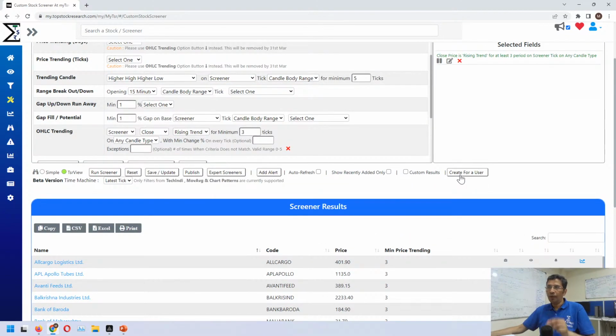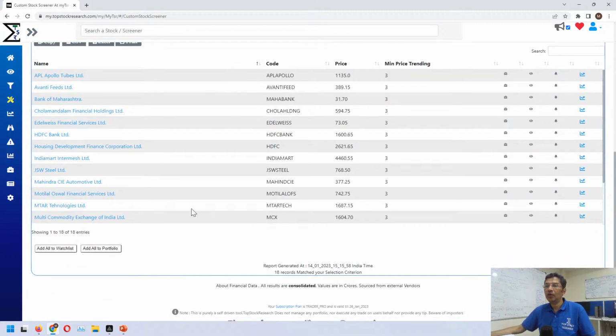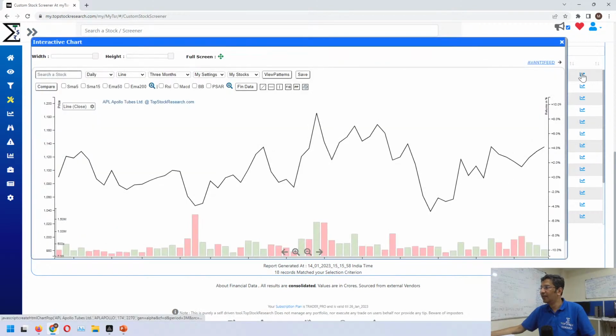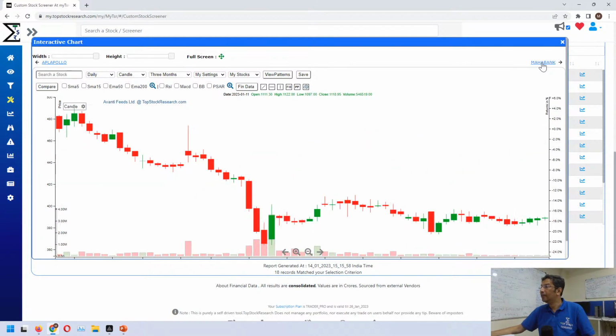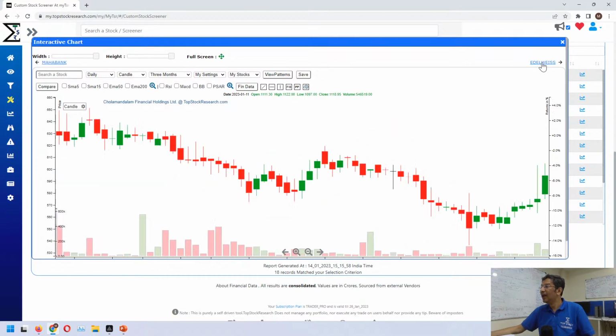Now on top of it, if you are looking only at a certain candle, you're not interested in any candle, you are interested only in green candle. Let's see if we find anything out here. There are about 18 stocks out of 500 wherein the price is rising for 3 consecutive ticks. Also, all the 3 candles are green. So it is rising along with 3 green candles minimum.